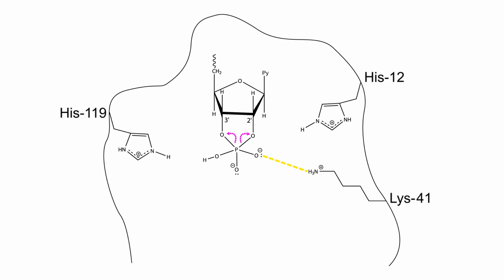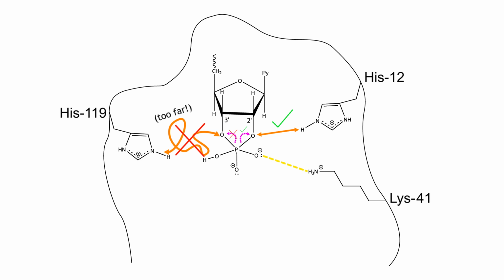If the bond between the phosphorus atom and the 3' oxygen atom breaks, the 3' oxygen will carry a negative charge. The imidazolium form of histidine 119 is not geometrically positioned to donate a proton to the 3' oxygen atom. Therefore, this process is not as favorable. In contrast, the favorable geometric proximity of histidine 12 allows it to donate a proton to the 2' oxygen atom, creating a better leaving group. The specific geometry favors breaking the 2' oxygen bond.